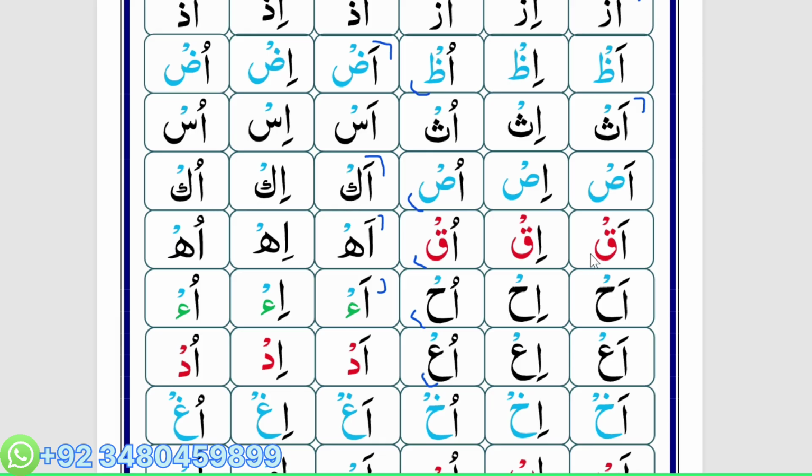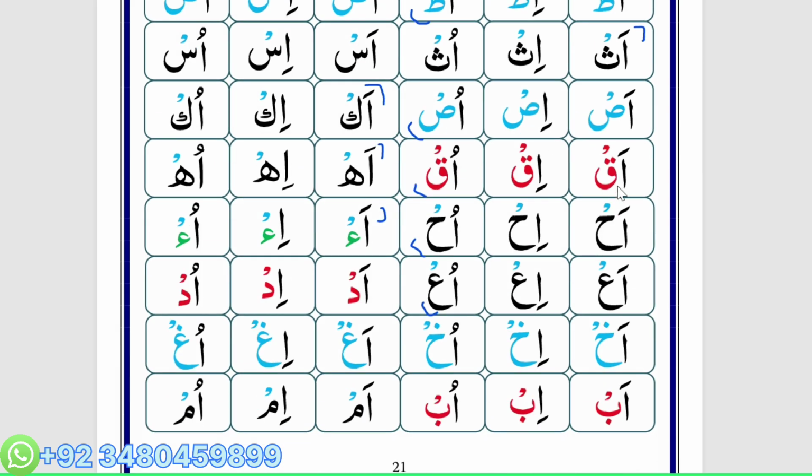But Qaf is from mustalia letters as well as from kalkala letters, so we will make kalkala while pronouncing this letter. Hamza Qaf zabar aq, Hamza Qaf zir iq, Hamza Qaf pesh uq: aq, iq, uq.